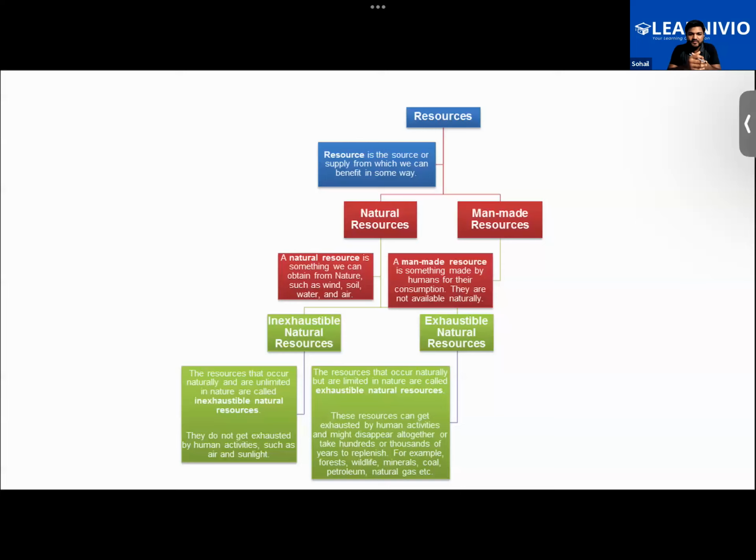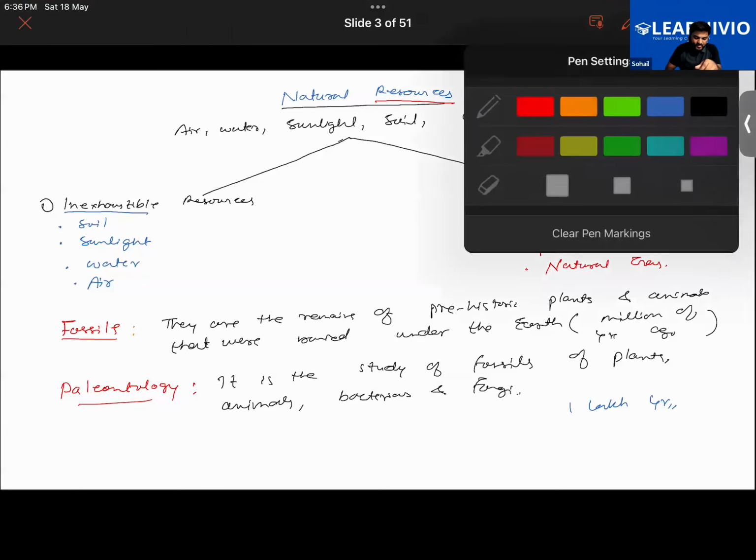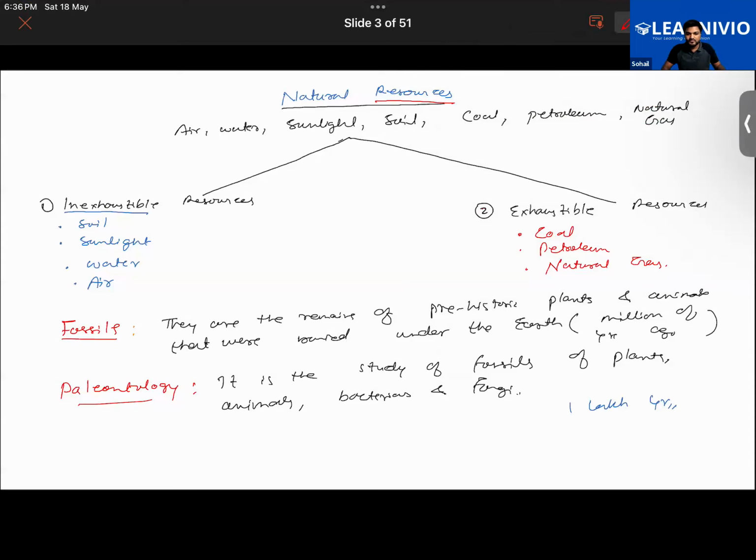Then further, we understood that natural resources can be categorized into two types: one that is exhaustible, one that is inexhaustible. We learned about these things in the previous class. We learned about fossils, and we also learned about paleontology. What is paleontology? Study of fossils. That is called paleontology.